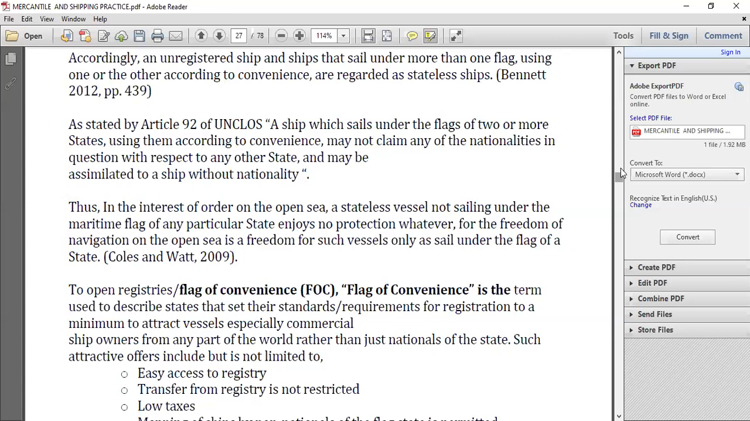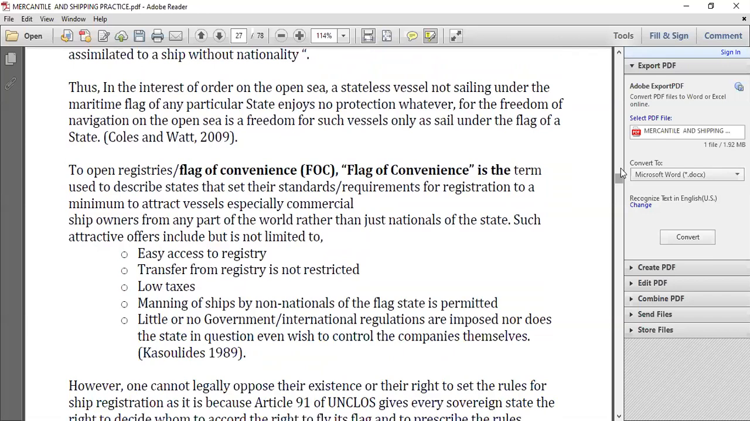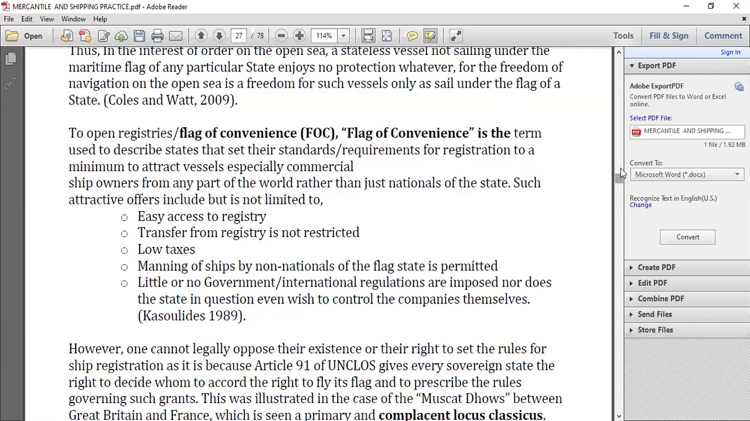Now, open registries, that is a flag of convenience, is a term used to describe states that set their standard requirements for registration to a minimum to attract vessels, especially commercial ships, owners from any part of the world rather than just nationals of that state. Such attractive offers include, but are not limited to, easy access to registry, transfer from registry not being restricted, low taxation, and manning of ships by non-nationals of the flag state being permitted, so you can employ any person.